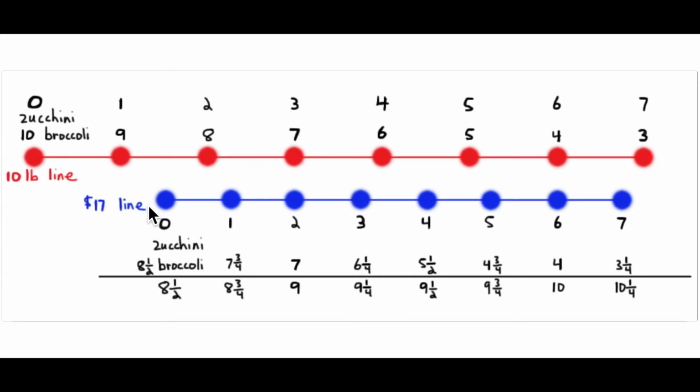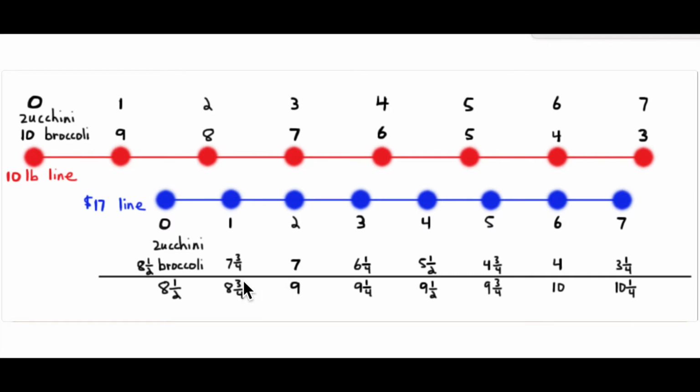So remember, the $17 line starts out at 8.5 pounds of broccoli. So there's a 3/2 pounds difference, 1.5 pounds, or 6/4. So this goes back to the last problem we just did for the miles per minute. So what's 6/4 divided by 1/4? So it's a gain of 1/4 of a pound each time.